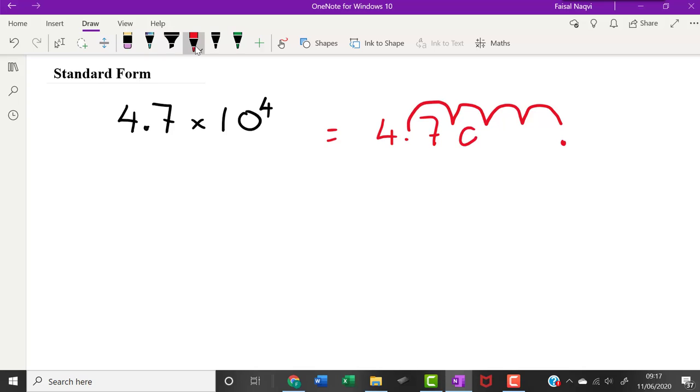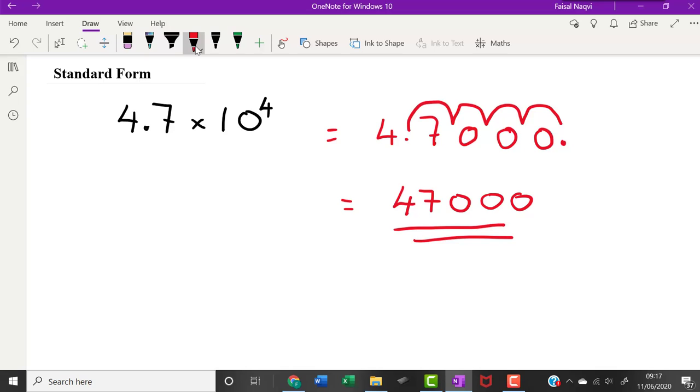Underneath each of the arches, I'm going to put a 0. So my answer for 4.7 times 10 to the power 4 is 47,000. And that is the answer as an ordinary number.